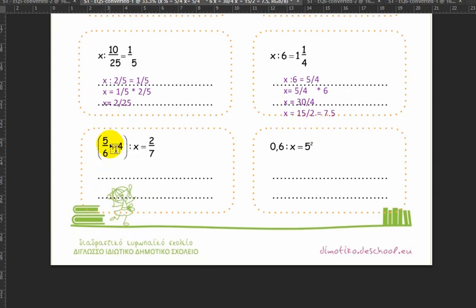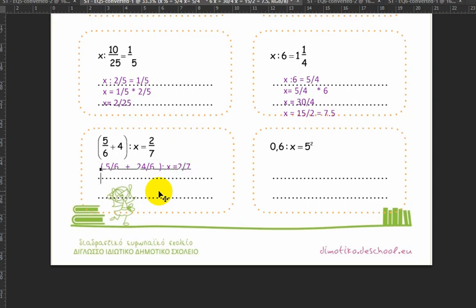Next, we have 5/6 plus 4 divided by x equals 2/7. Let's write 4 as a fraction. So 5/6 stays the same. Then 4 turns into a fraction with a denominator of 6, so 24/6. Divided by x needs to be equal to 2/7.